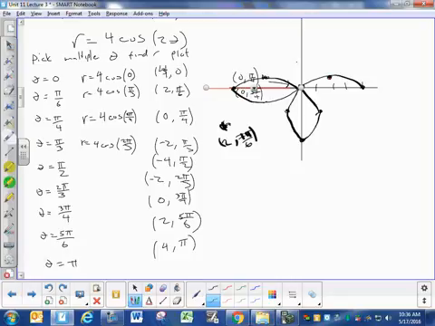Then after 5 pi over 4 comes 4 pi over 3. Well, if I plugged in 4 pi over 3 into my formula, I would get a radius of negative 2. After 4 pi over 3, I'd have 3 pi over 2. 3 pi over 2 plugged in would end up giving me a radius of negative 4. Then I'd have 5 pi over 3, which would give me a radius of negative 2. And all of a sudden, this would be 7 pi over 4. That'd give me a radius of 0.